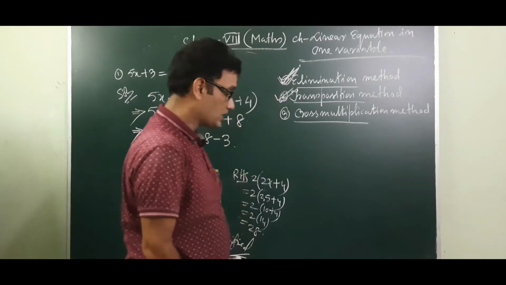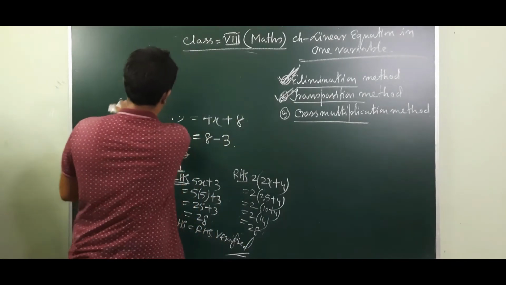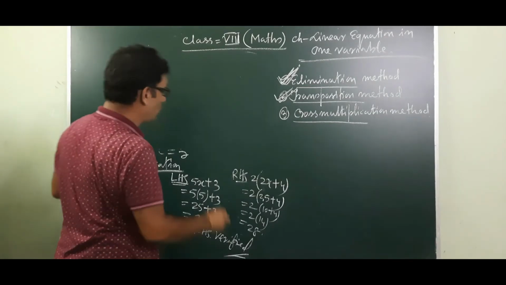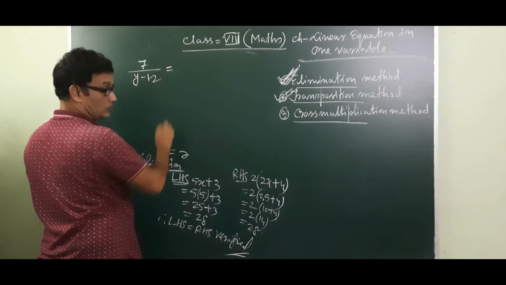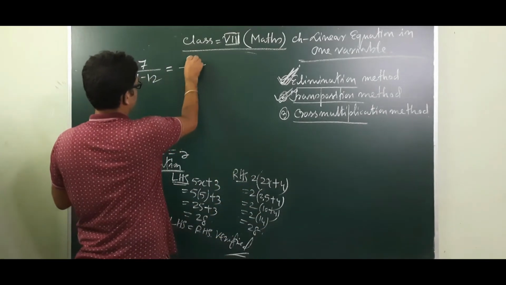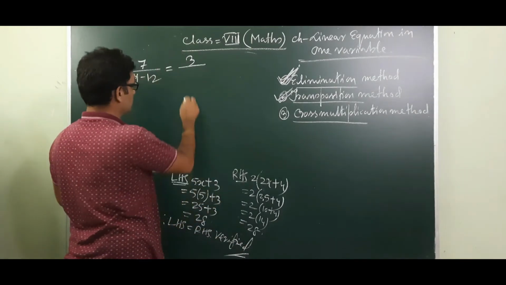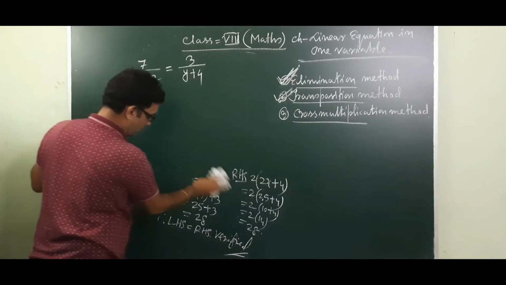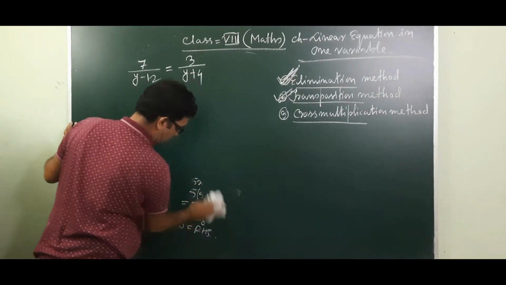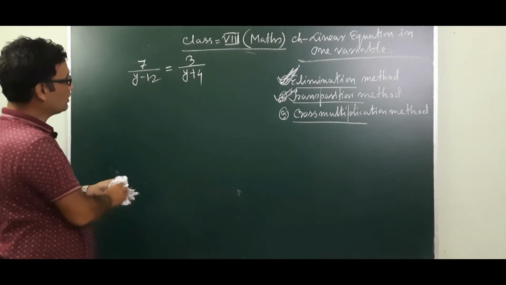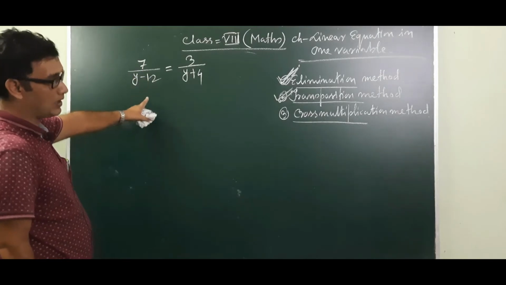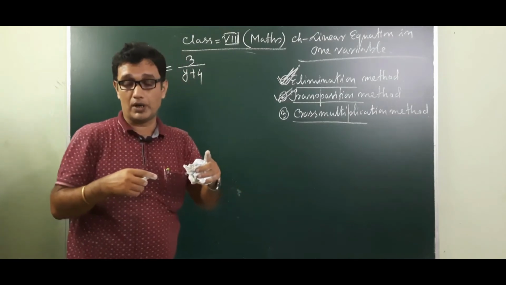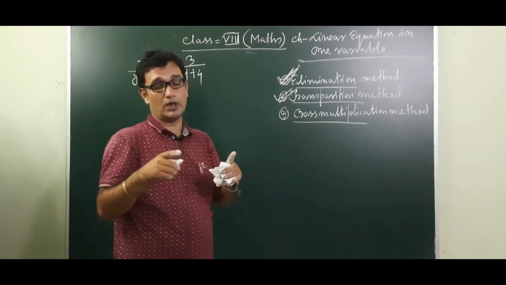For example, suppose we'll write 7 by y minus 12 equal to 3 by y plus 4. Suppose this one. So here you see, here your variable is what? Here your variable is y in this question, and we have to solve this one by using cross multiplication method. Cross multiplication method, we can use when the numerator and denominator part should be there, then only you can use the cross multiplication method.